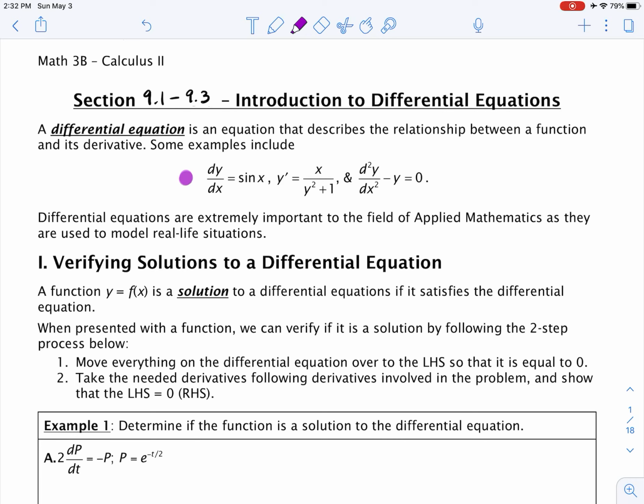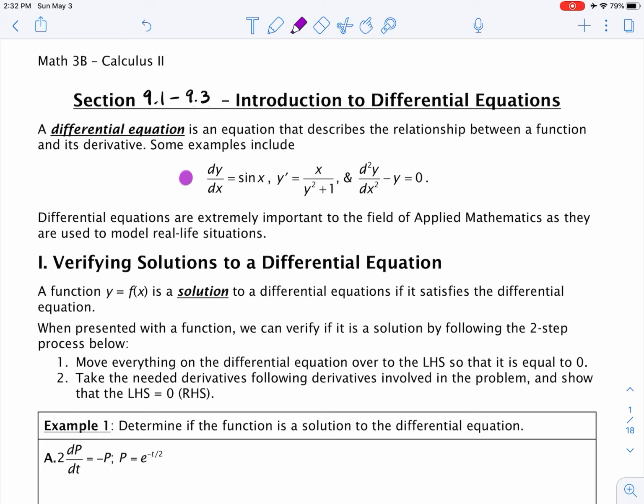So what is a differential equation? It's basically an equation, so it's an algebraic expression that has an equal sign, but it also contains a function and its various derivatives. It could have the first derivative and the second derivative, or maybe just the first derivative. And here are some examples.